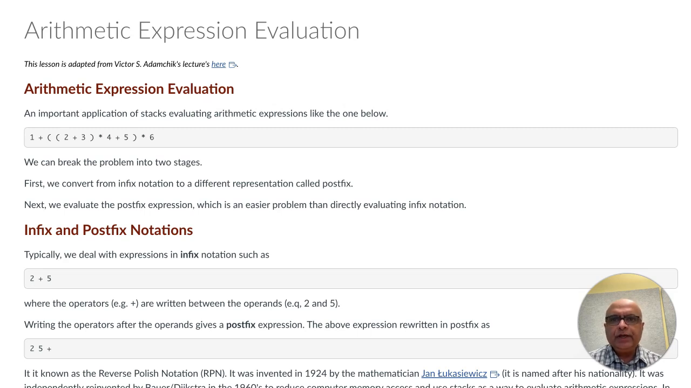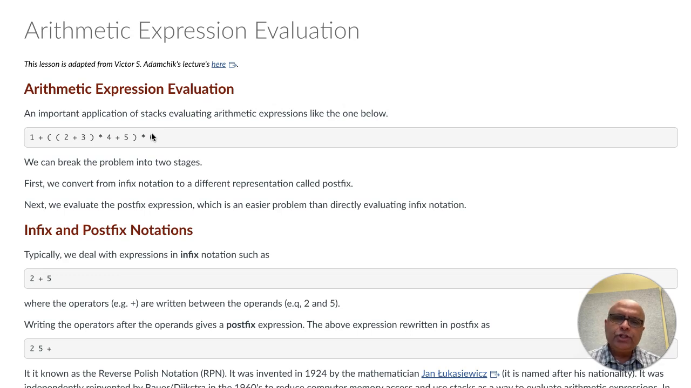Okay, in this lesson, we will talk about arithmetic expression evaluation, specifically using the stack data structure and infix and postfix notation. This is not specific to any programming language, but just the algorithm to do it, right? An important application of stacks is using it to evaluate expressions like these, which have parentheses and orders of precedence and such.